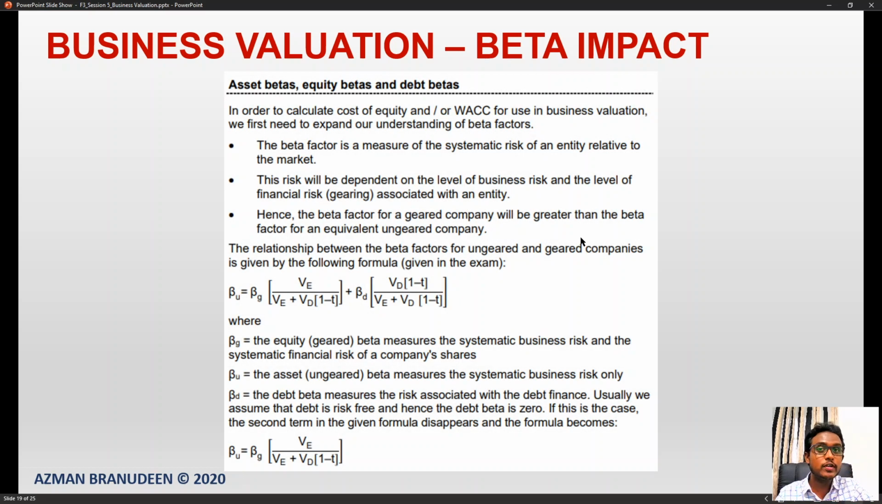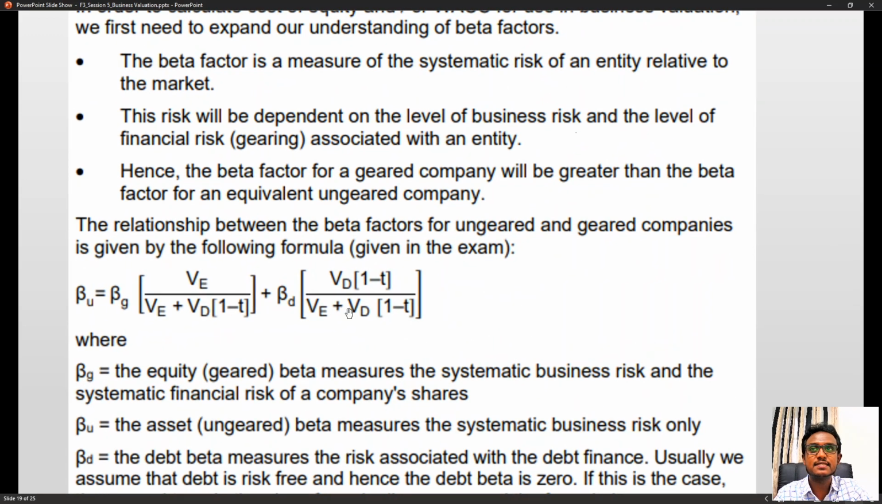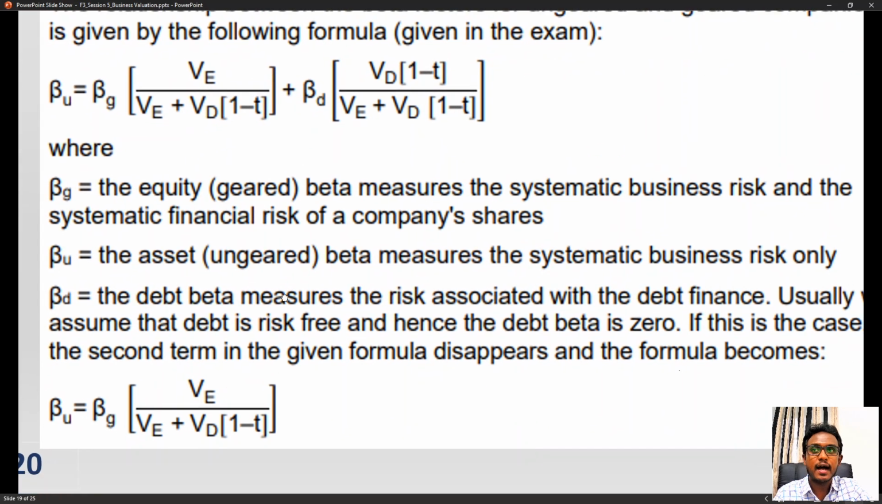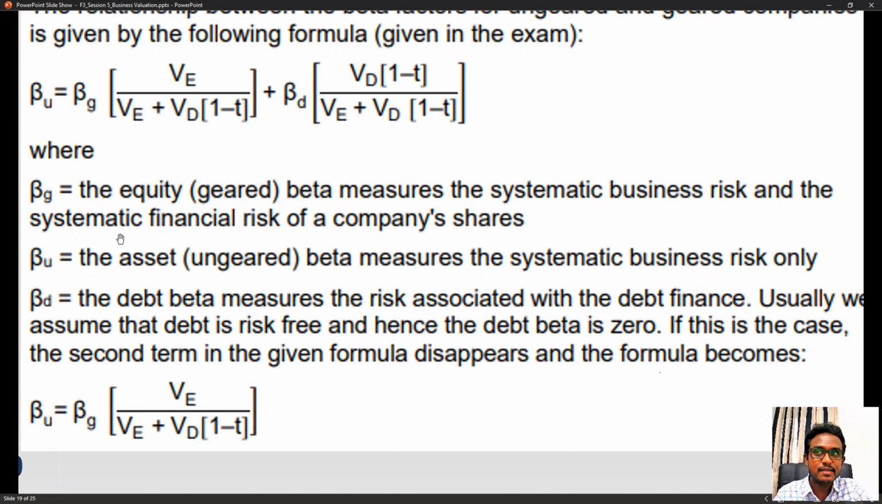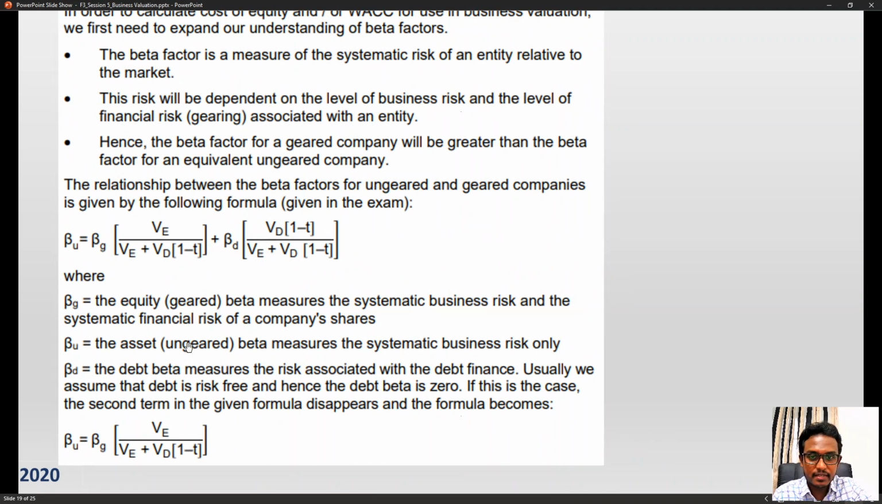And I'm not going to spend a lot of time here, but there is this simple correlation between the idea that there can be a geared beta and an ungeared beta. The geared beta is usually known as the equity beta, which measures the systematic business risk and the systematic financial risk of a company's shares, which takes into consideration the risk associated with the financials of the company. The beta U, or BU, is the asset ungeared beta, which measures the systematic business risk only.